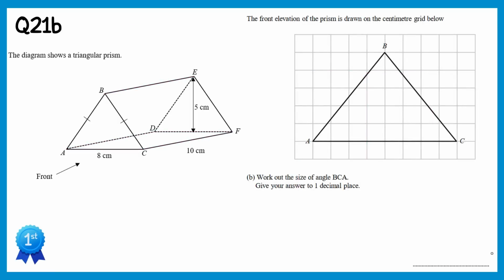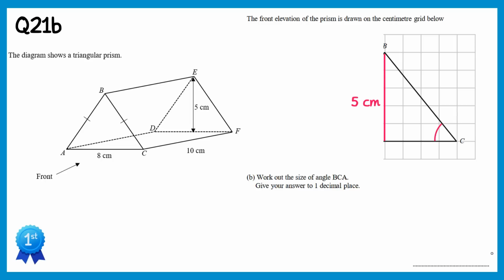For this question, I need to work out the angle BCA, which is this angle here. I know from the diagram that the height of the triangle, from B to the base here, is 5 centimeters. So we can just look at this right angled triangle. The base of this right angled triangle is 4 centimeters, since it's half of the base of the original triangle, 8 centimeters. And we're trying to find the angle here, so let's label it X.